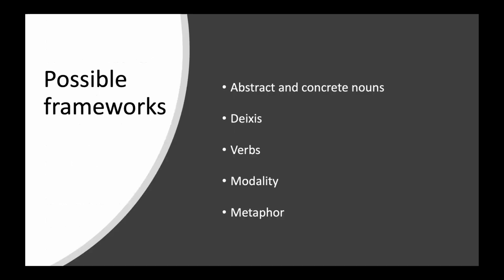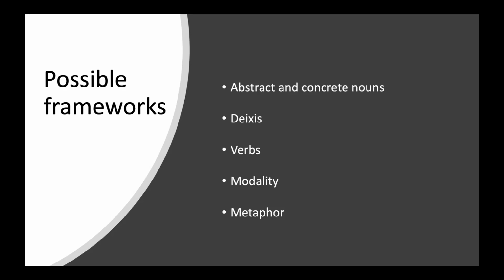So after that stage, I might then think about applying some different possible frameworks to the text. So thinking about stylistic frameworks, I might look, for example, at abstract and concrete nouns within the poem. So I might ask students to use that as a lens through which to examine the construction of meaning in the poem, deixis, verbs, modality, or metaphor, for example. So let's look at a few as an example.